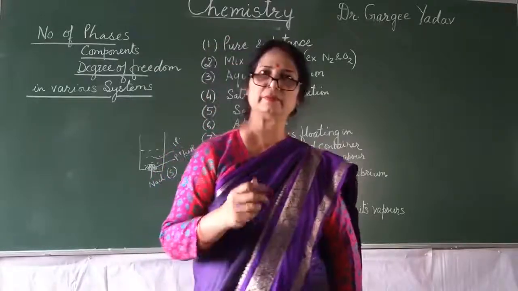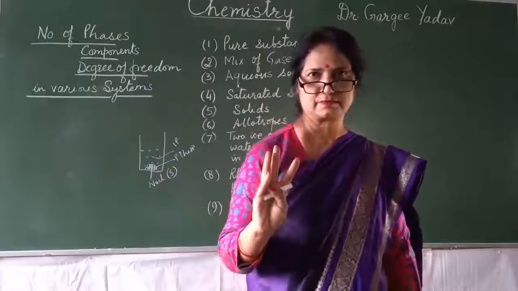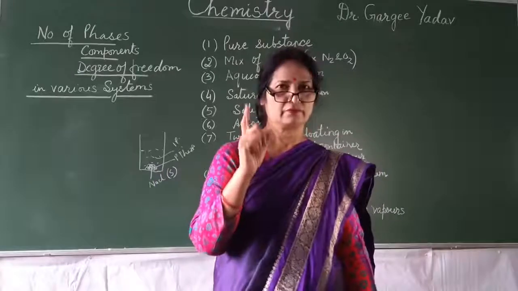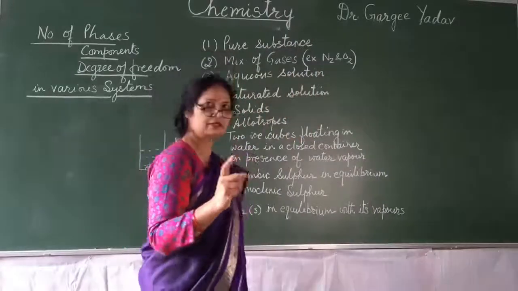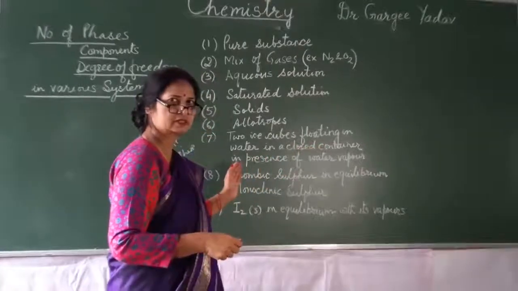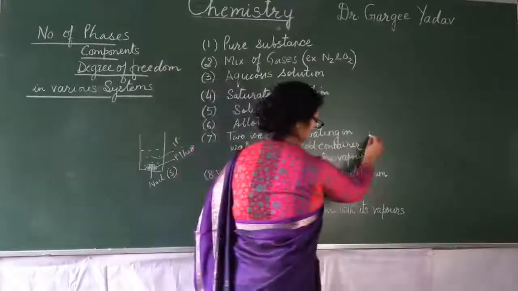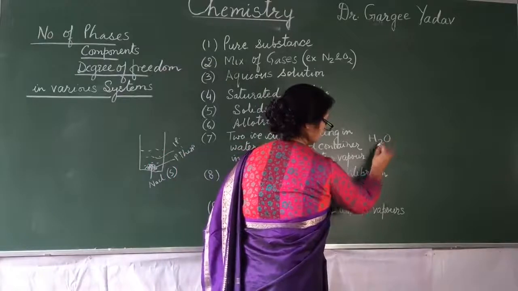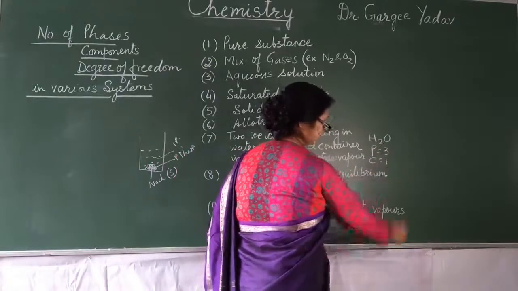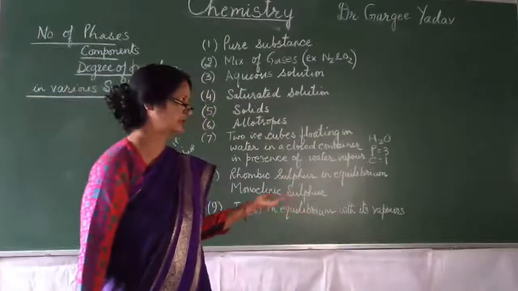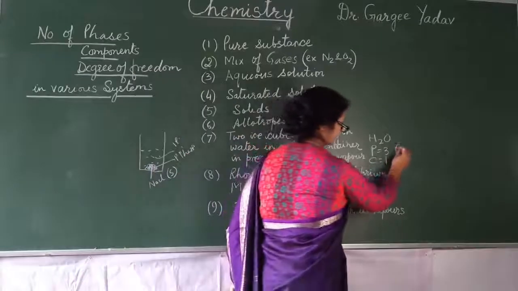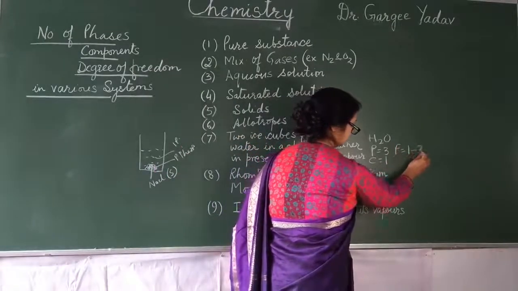So in fact there will be 3 phases, but the number of components here will be only one. Single chemical entity is required here to express all the phases in this system, and that is H2O. So the number of phases here are 3, but the number of components is 1. If we calculate F from the formula of Gibbs phase rule equation, then F is equal to C minus P plus 2.